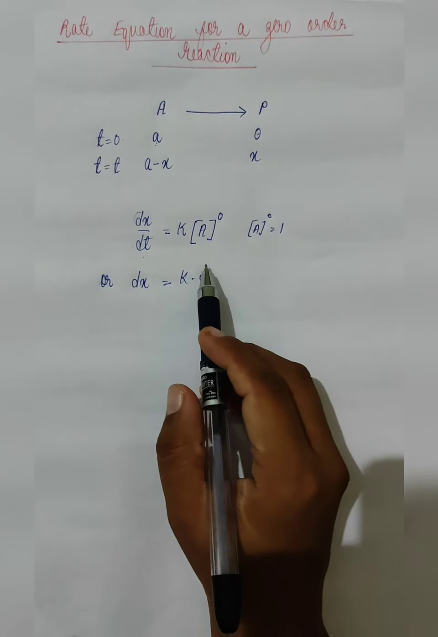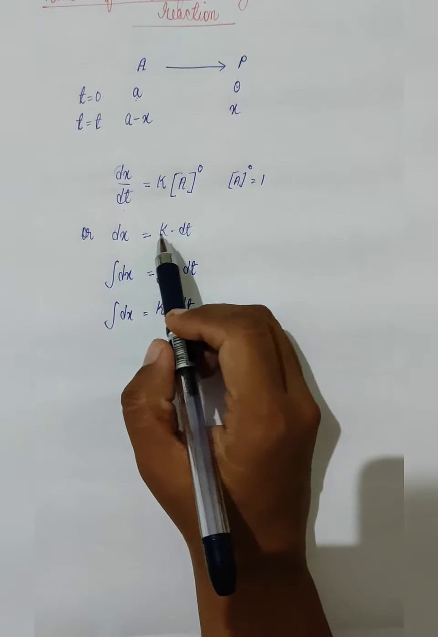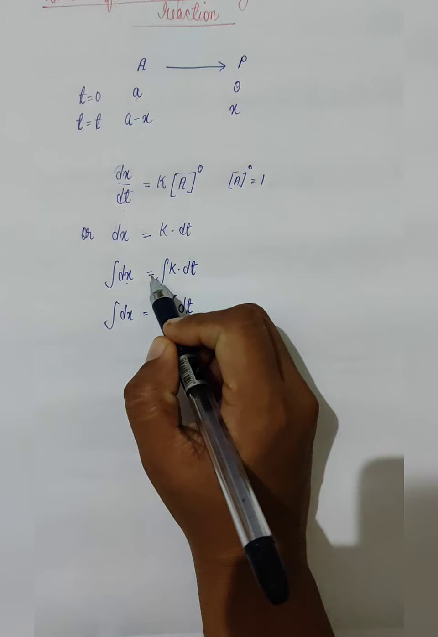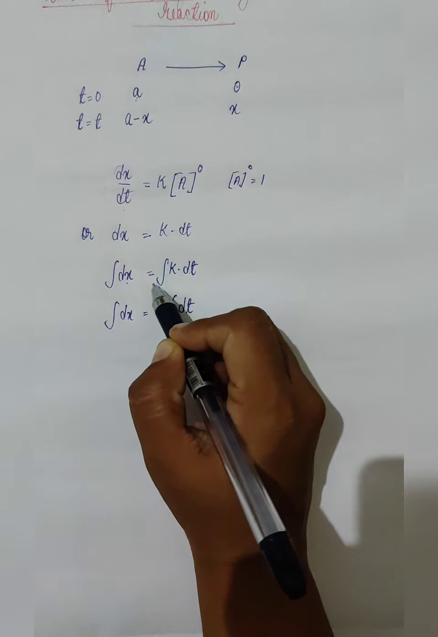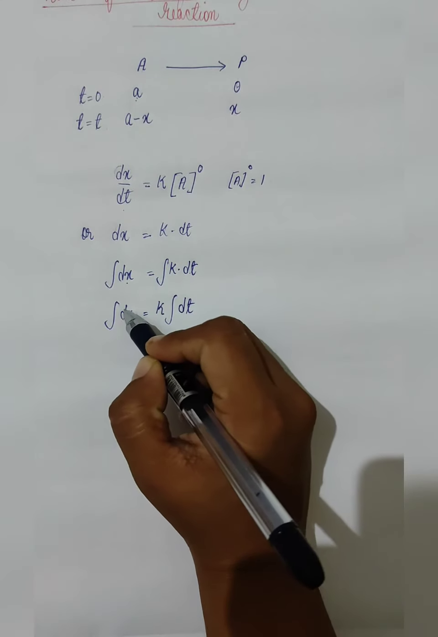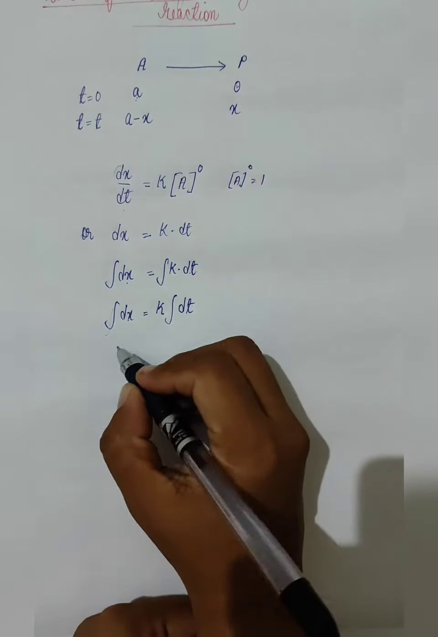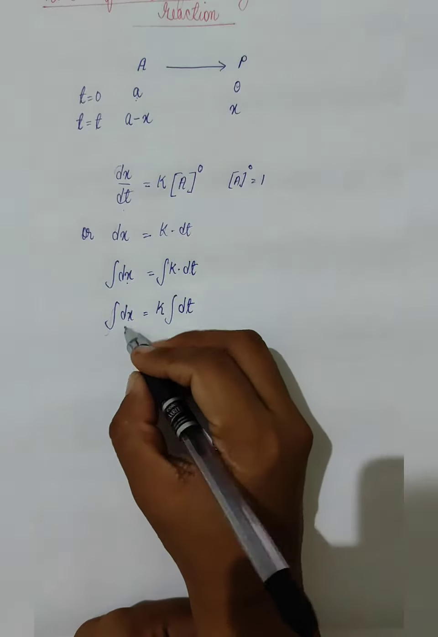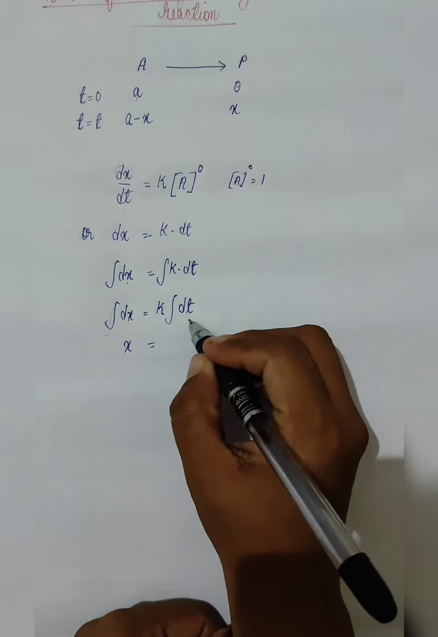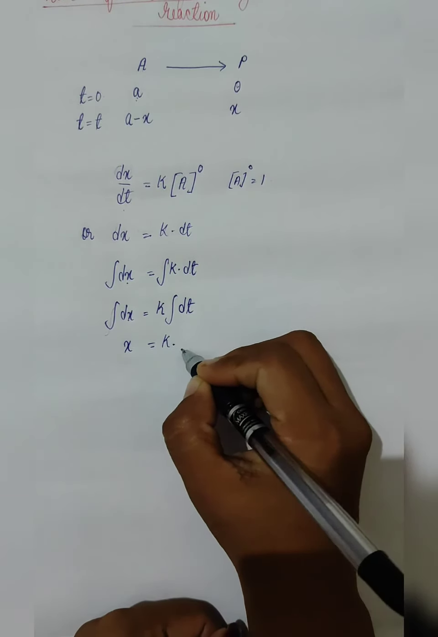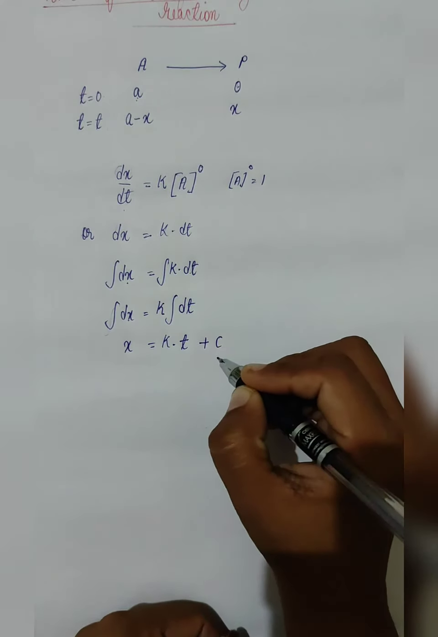Now we will go for integrating this equation. Integration of dx is equal to integration of k dt. We know that k is a constant term, so it will be out of the integration. So this equation can be written as integration of dx is equal to k times integration of dt. Now integration of dx can be written as x and integration of dt will be t. And upon integration we always write a constant term.